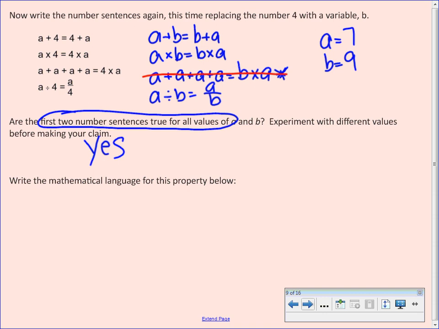But look, does it matter if we add A and B, or B plus A? Does order matter? Nope, order doesn't matter. What about for multiplication? Does order matter? Nope, order doesn't matter. What about for division? Yes. These are not necessarily going to give me the same answers. B divided by A is not the same thing as A divided by B.